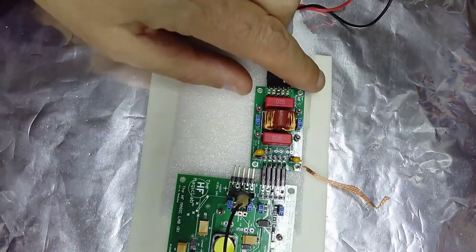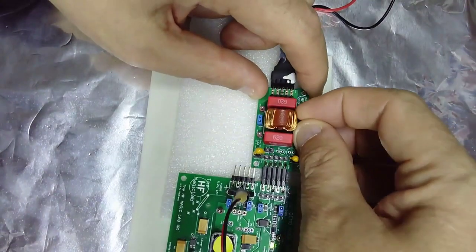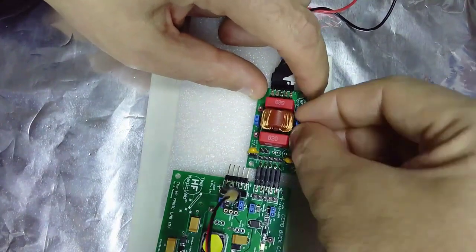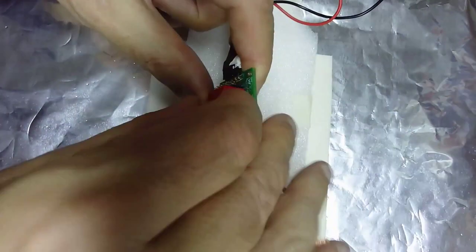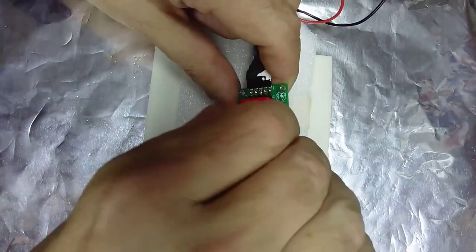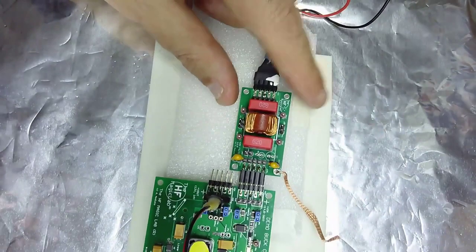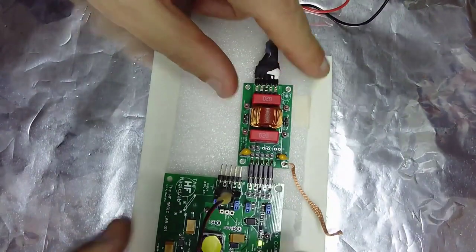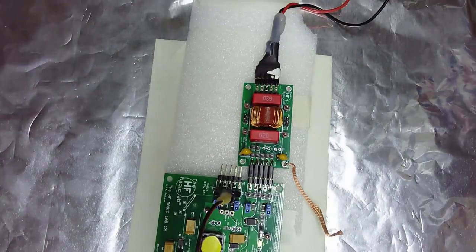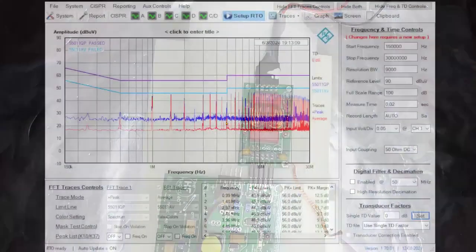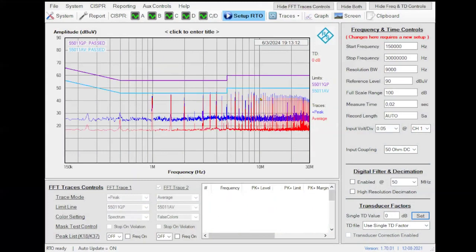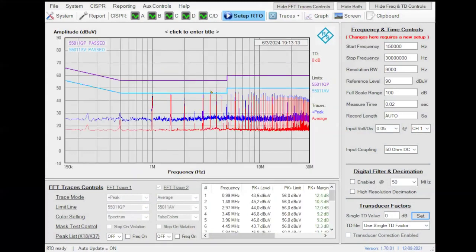The idea is that I forgot to enable the common mode choke. Remember, the common mode choke is disabled with these jumpers. So now I am going to remove the jumpers, so we can check how the result is. You can see here that now I am better. In some peaks, I am touching the limit. I am not 6 dBs below the limits.